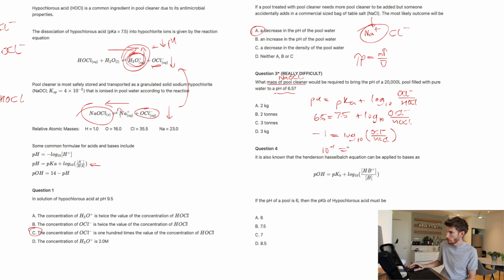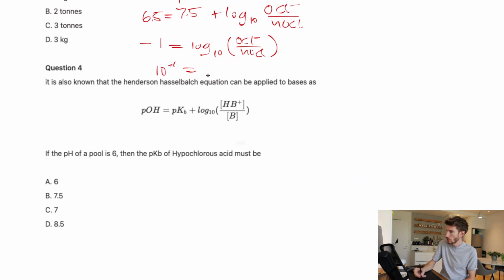Make sure that's a little bit neater. I might zoom this in a little bit. That is going to be equal to the ratio of OCl negative to HOCl.